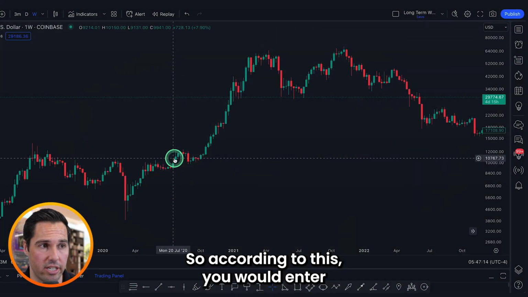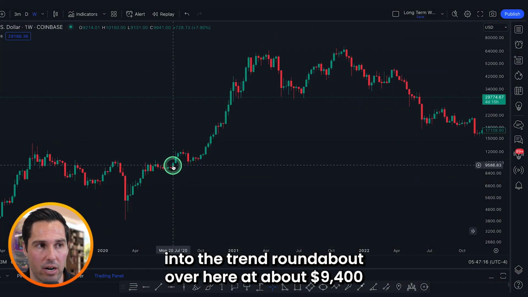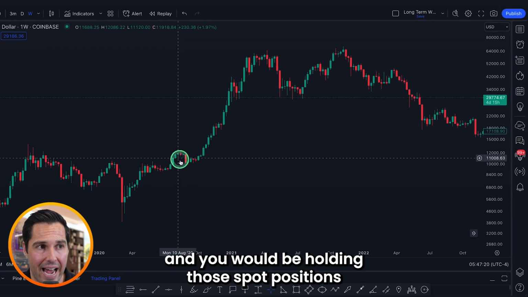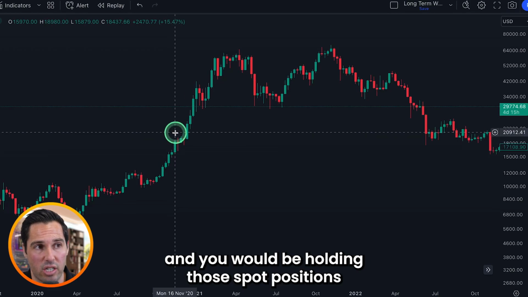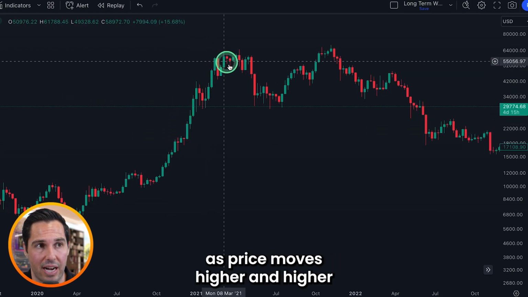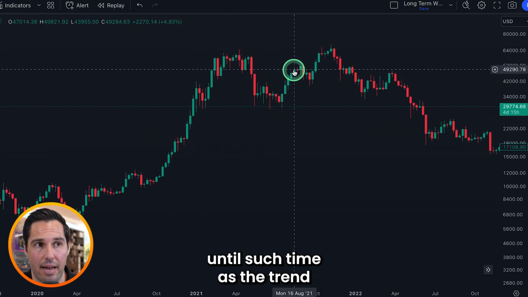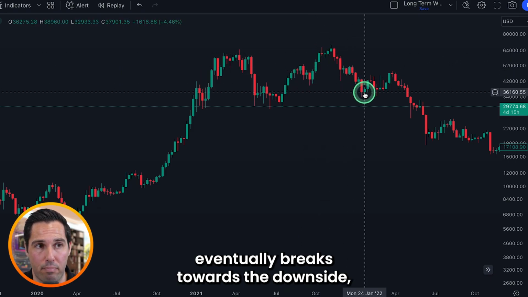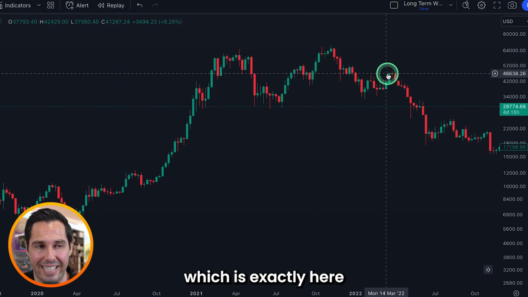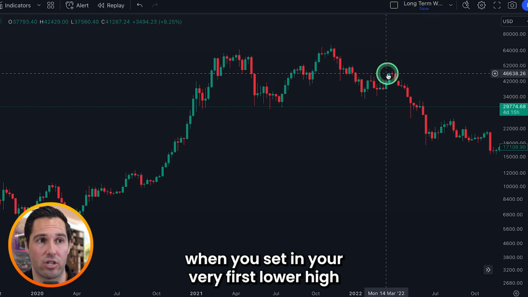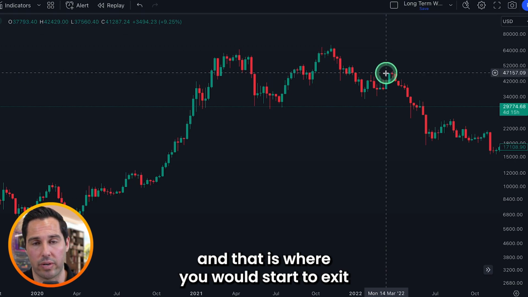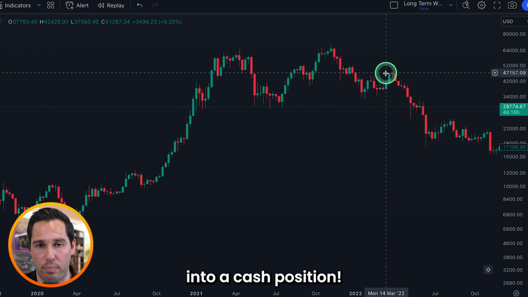According to this, you would enter into the trend roundabout over here at about $9,400 using the high time frame chart, and you would be holding those spot positions as price moves higher and higher until such time as the trend eventually breaks towards the downside, which is exactly here when you set in your very first lower high, and that is where you would start to exit into a cash position.